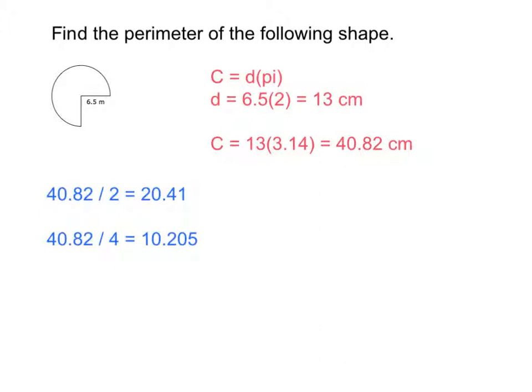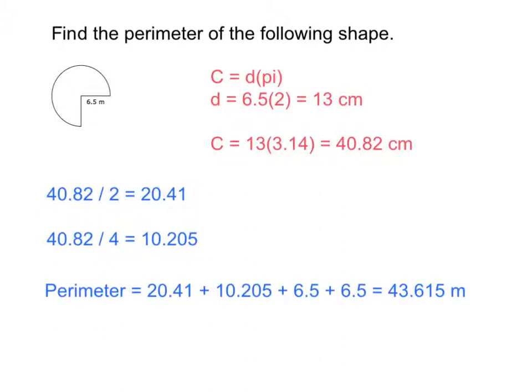And for the semicircle we get a measurement of 20.41 centimeters. And then when we take the circumference divided by 4 to get the quarter circle down here, we get a measurement of 10.205 centimeters. To figure out the perimeter, if I start over here, I'm going to take the 20.41, add it to the 10.205, and then add 6.5 meters twice, once going up and then once coming back, to find the total perimeter.